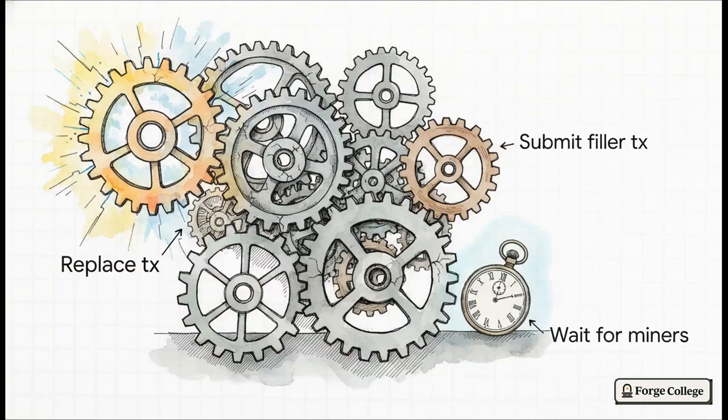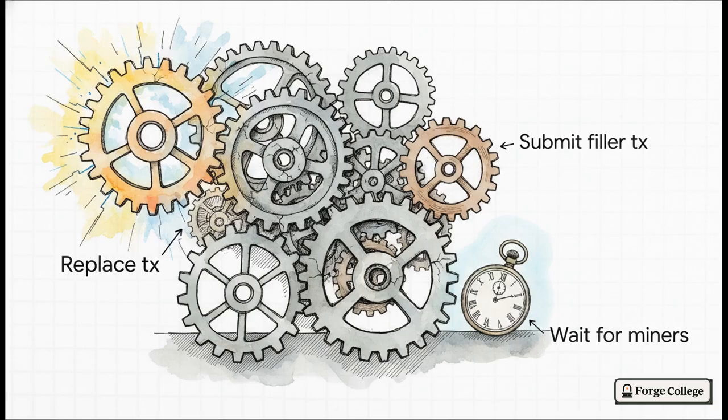Section 5, Strategies for Transaction Recovery. Okay, so you're stuck. The line is halted. How do we hack the queue and fix it? Remember, gaps block everything, so we have to resolve them. Strategy 1. Replace. You submit a new transaction with the exact same stuck nonce, but with a higher fee to push it through.